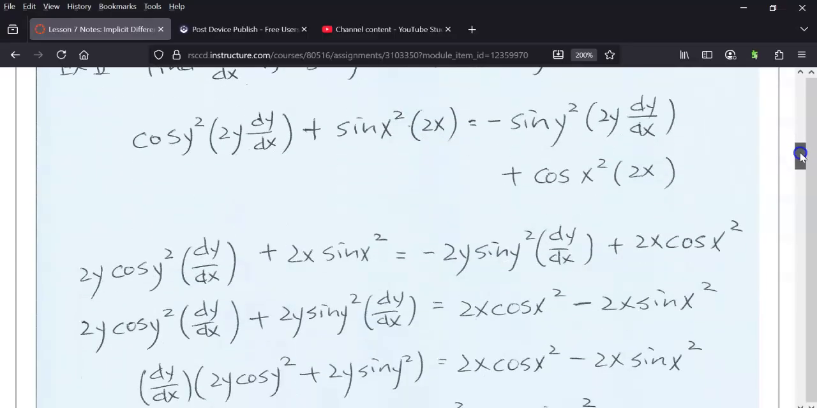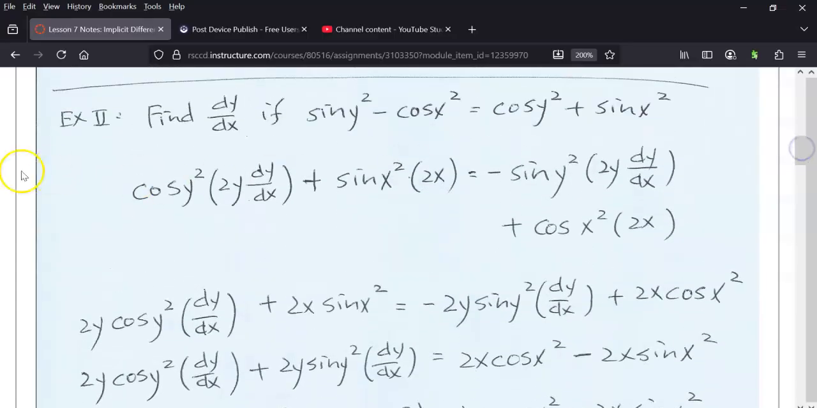This time involving trigonometry. Find dy/dx if sine y squared minus cosine x squared equals cosine y squared plus sine x squared. All right, so let's take the derivative here. The derivative of sine is cosine y squared. Then, using the chain rule, take the derivative of what's inside, which is y squared, so that's 2y. Then the derivative of the y again, dy/dx. So you do a double chain rule here.